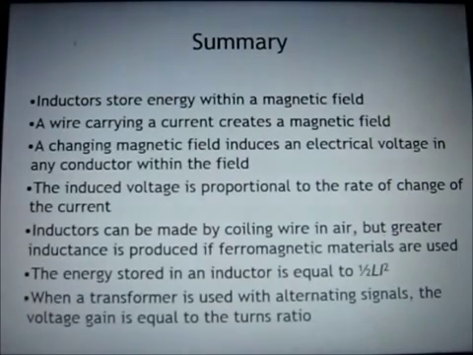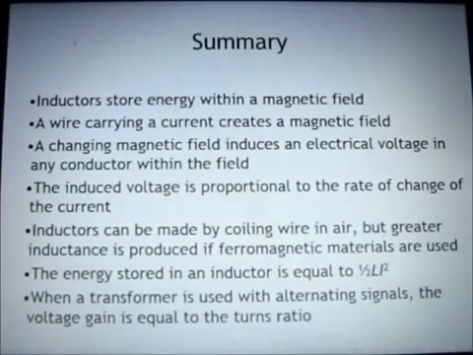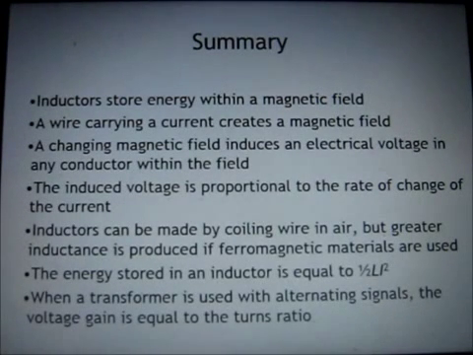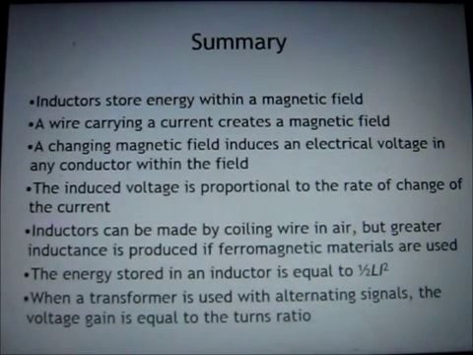Now, inductors can be made by coiling wire in air, but greater inductance is produced if ferromagnetic materials are used. The energy of the inductor is given as half L i squared. Examples are the transformer or proximity sensors.